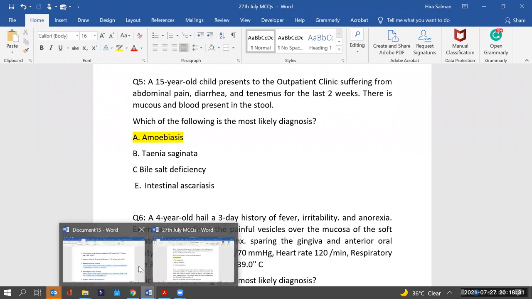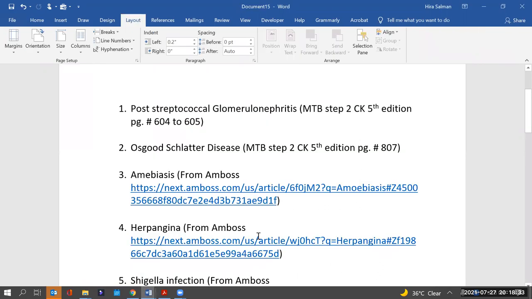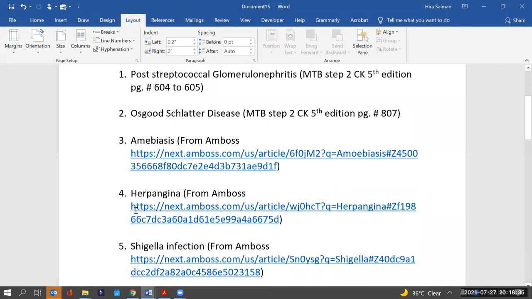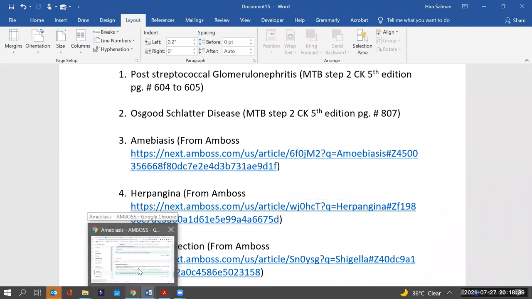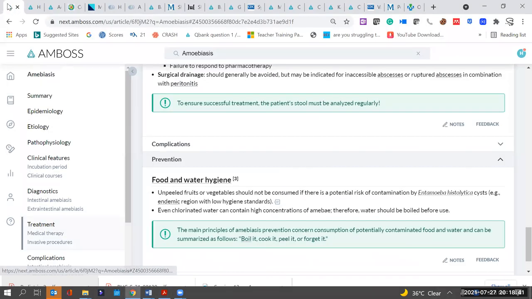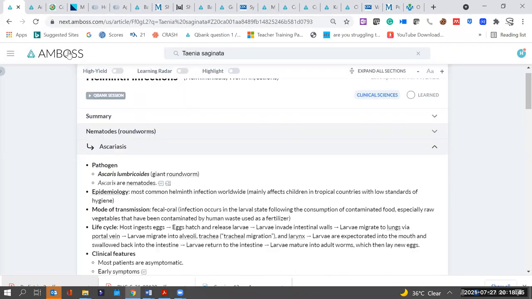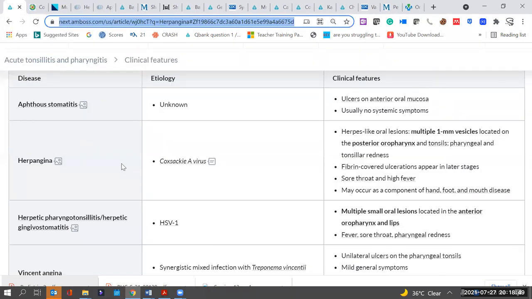Okay. So for the next one, we'll go for the theory first. Amebiasis is done. Then we have herpangina. Again, herpangina is not there in MTB, so let me take you to Ambus. Herpangina is caused by a virus, and that is Coxsackie A virus. We will see what the symptoms of this are.